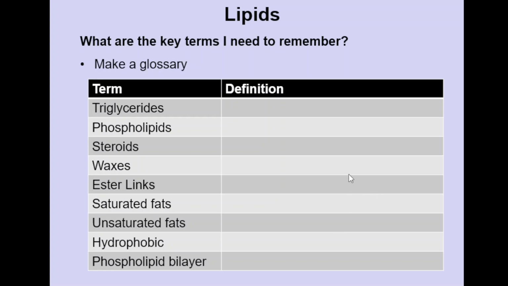So what I would recommend doing is writing those down, or on a Word document, or however you want to do it, and then just try and write one or two sentences to define what each of those terms means. These are all things that we did cover in the session on lipids. So if you aren't sure about what these are, then you can go back through that or just look it up online or in a good textbook and try and do that.